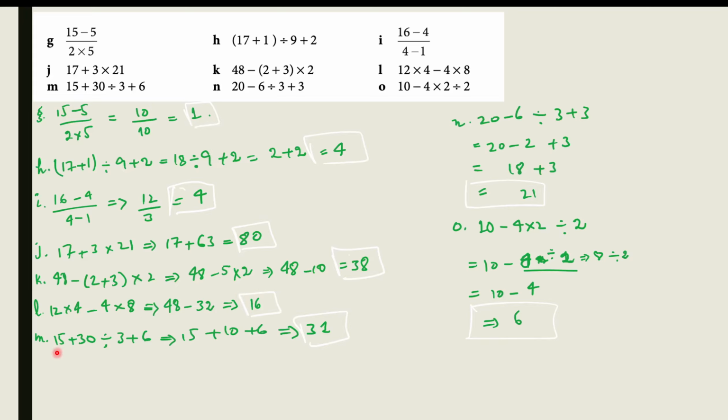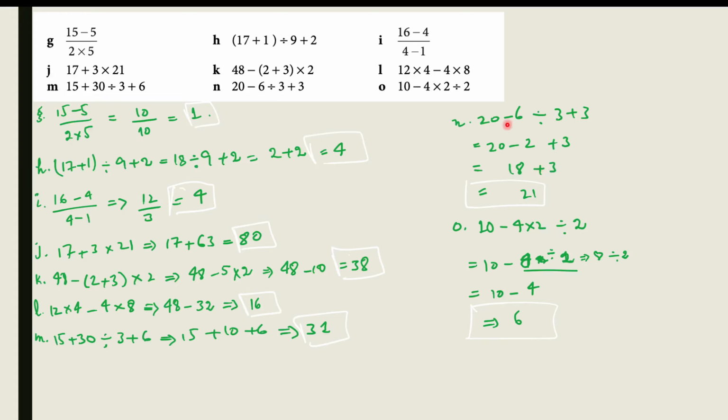The M expression is 15 plus 30 divided by 3 plus 6. Division comes before addition. Therefore, we divide 30 by 3, for which we get 10. After the division is done, we do the addition from left to right. So 15 plus 10 becomes 25, and 25 plus 6 is equal to 31. This is our final solution for this expression.